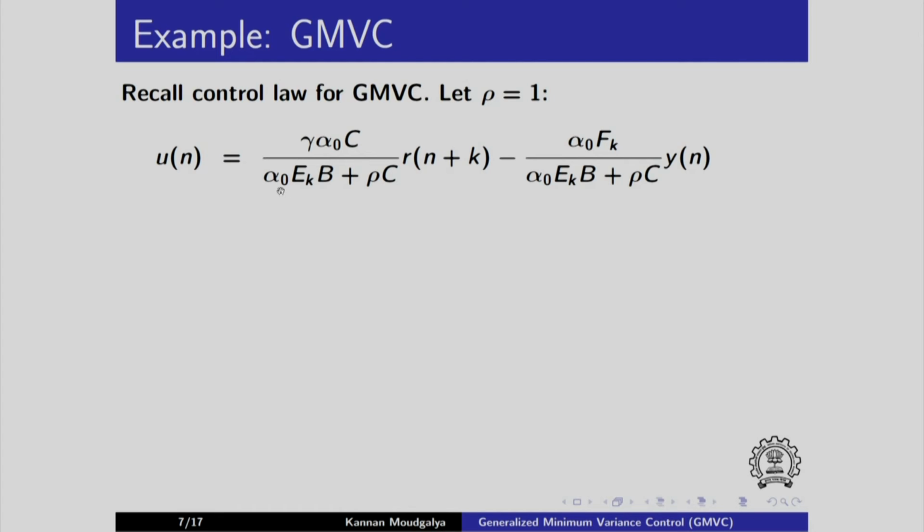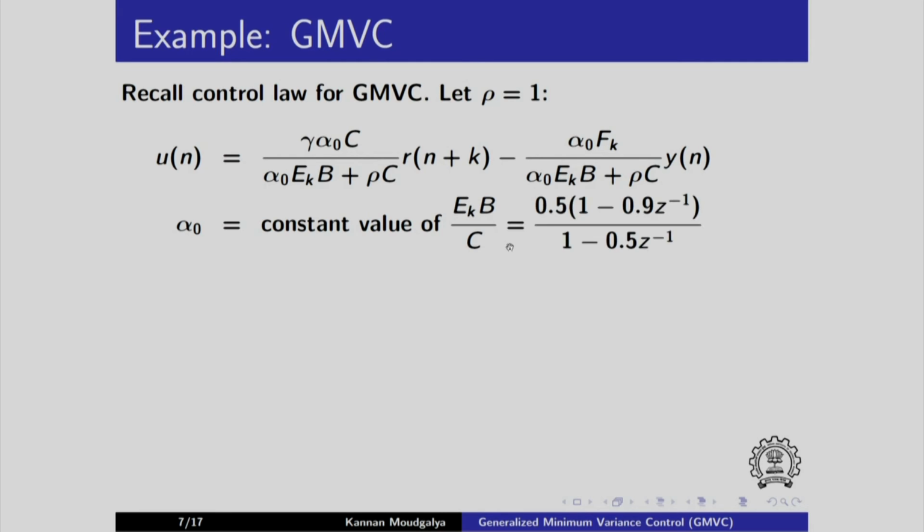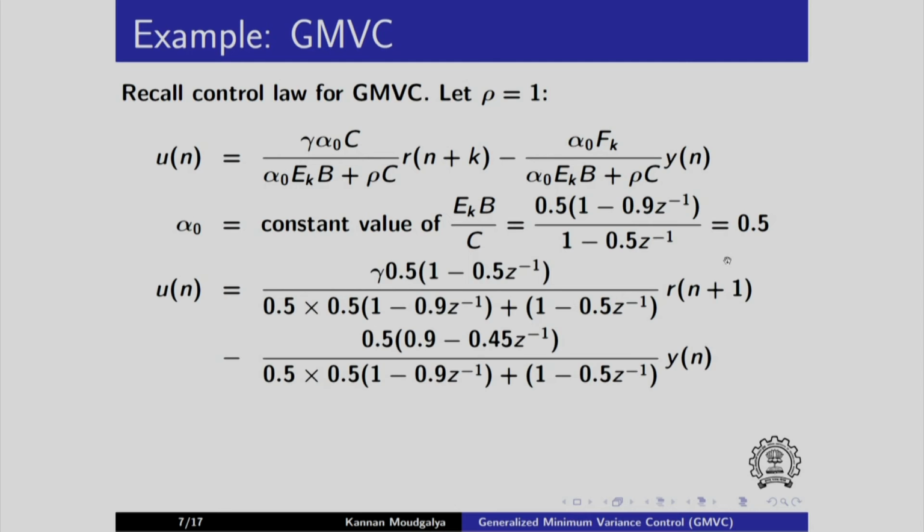So remember that alpha naught EKB plus rho c that we had in blue two slides ago. Here is the control law, and recall that alpha naught is the constant value of EKB by c, and EK was 1, E1 was 1, this is B and this is C. The constant term of this is equal to 0.5.